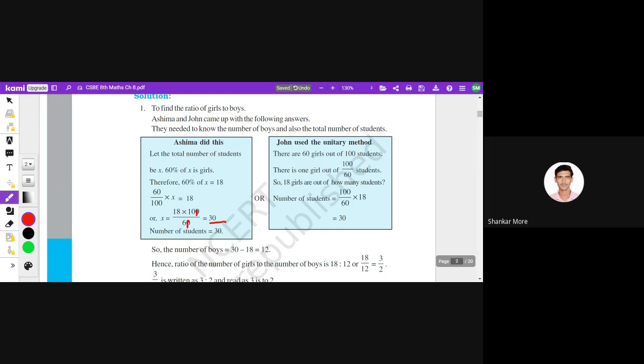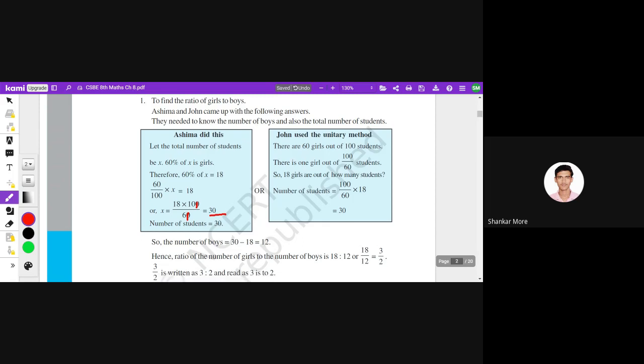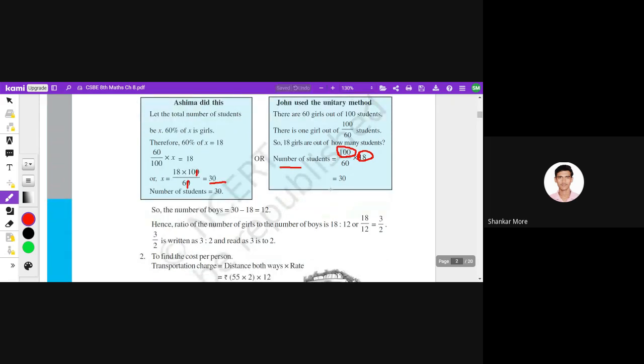See, the result is going to be same with any method. So John has used a different method. So let's try John's method as well. So number of students is equal to 100 divided by 60 into 18. Again, now see, this formula has just been modified. If you see, 100 is in numerator here. This 18 is also in numerator here, and the 60 is in denominator. Same was the case with this formula as well. Right, so we are getting the same answer, that is total number of students are 30.